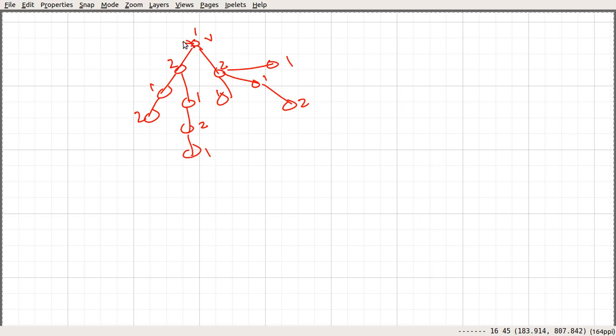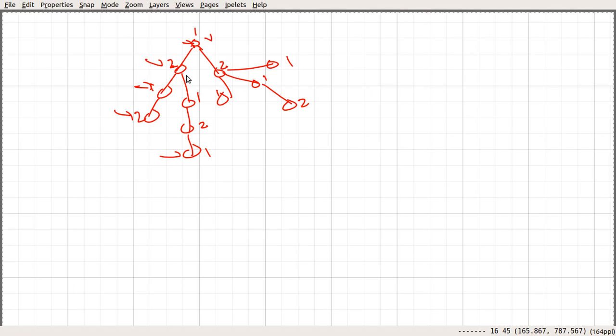For example, this is at even distance 0. All these vertices are at distance 2. All these vertices are at distance 3, 4, etc. So these two levels are at 2, so they will be colored 2. All the evens will be colored 1 and so forth.